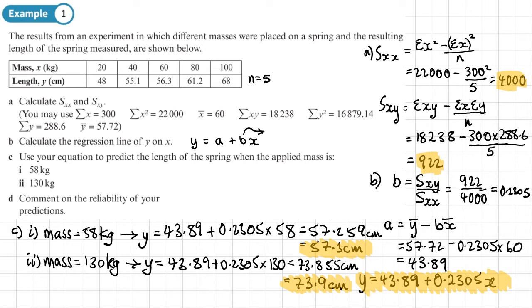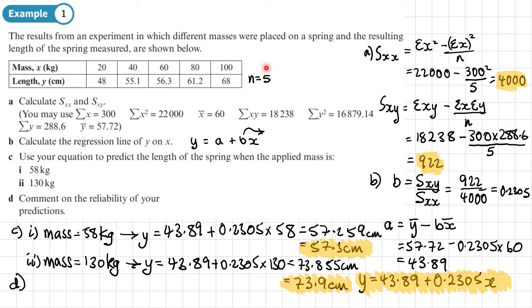And lastly, we'll just move on to part D. We want to comment on the reliability of these predictions here. So starting with the 58 kg, well, if we have a look, the data that we collected was from masses of 20 to 100. 58 is within that range, so we could say that this is a reliable result because it's in the range of data that we've collected.